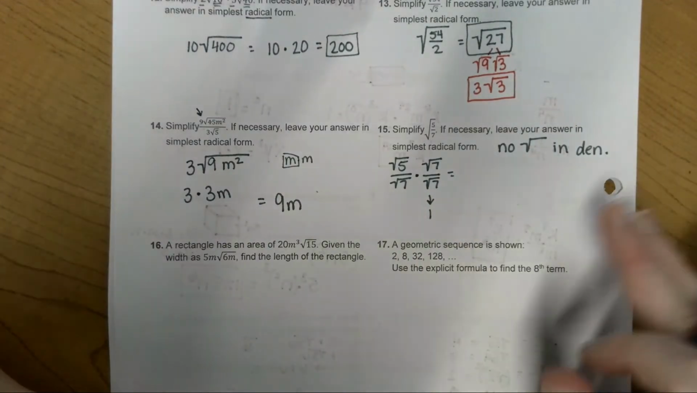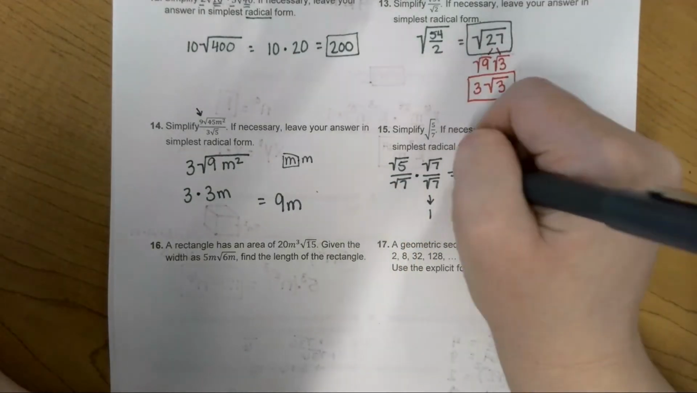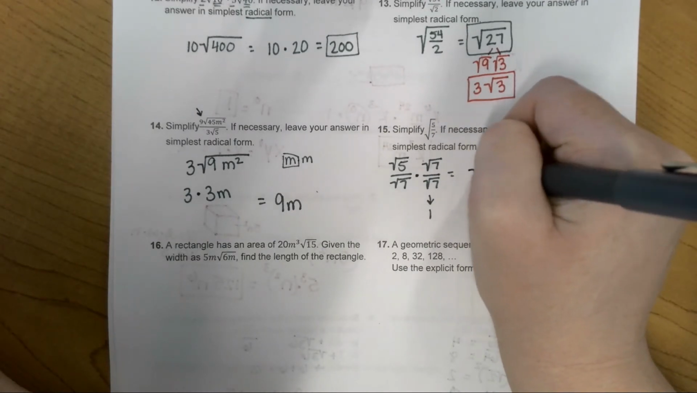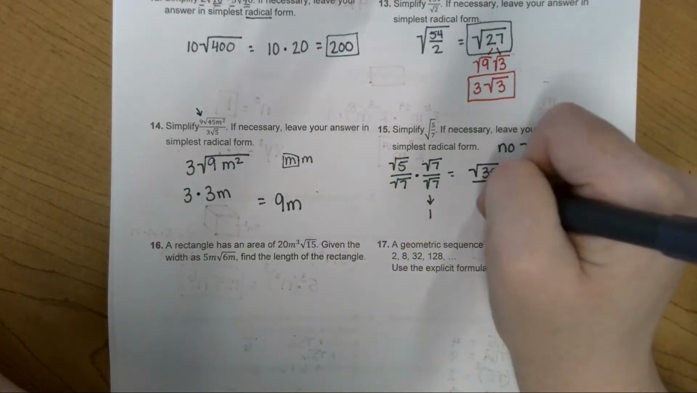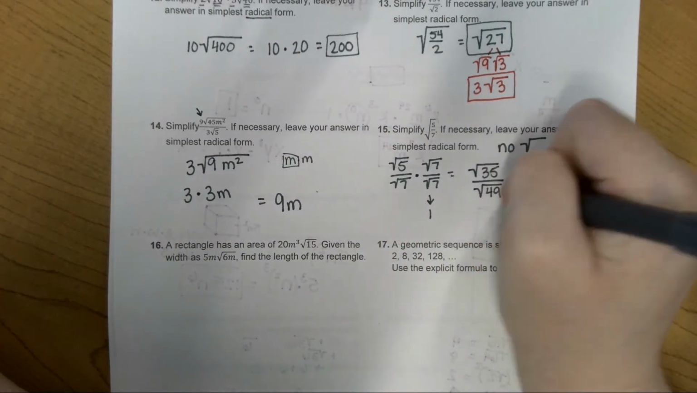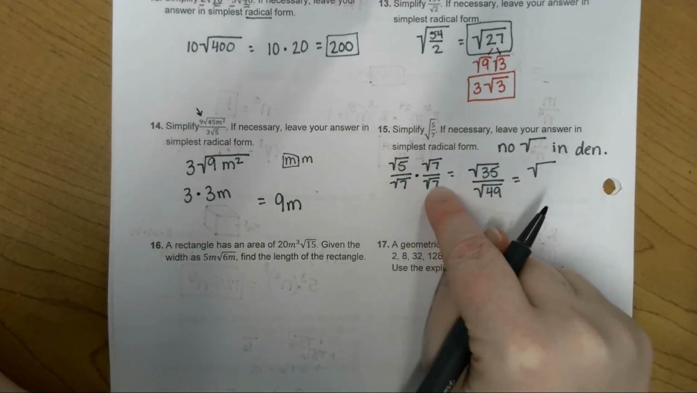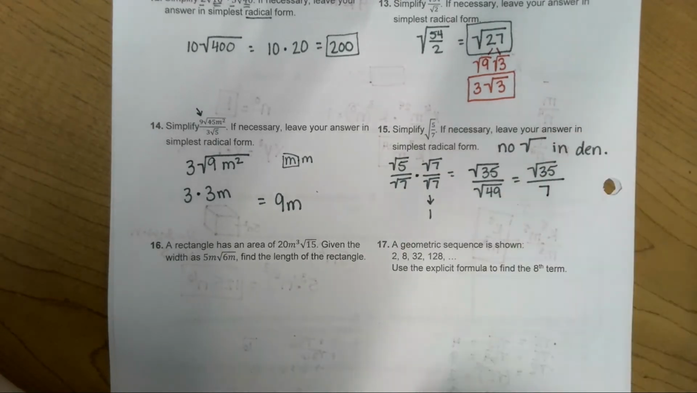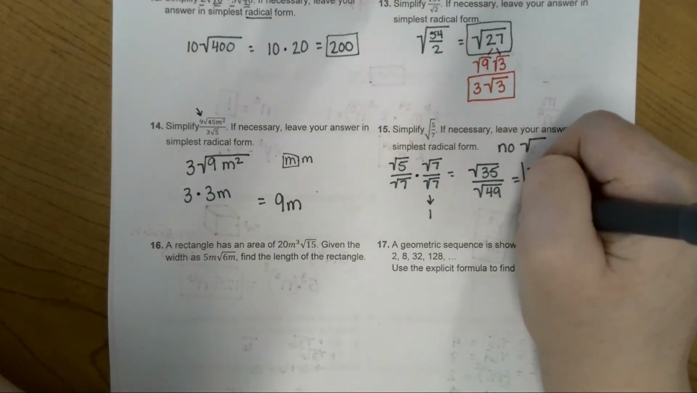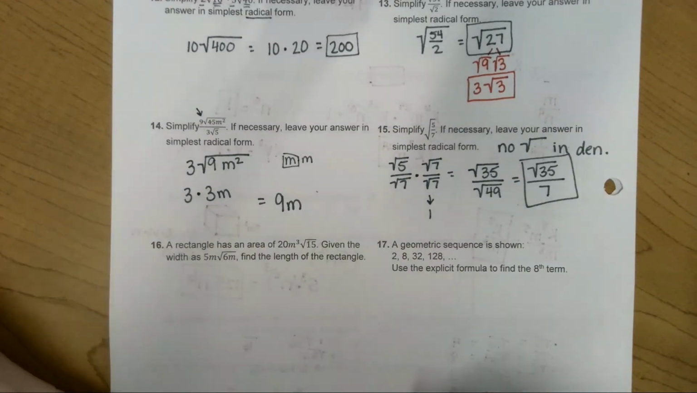Okay, so we're going to multiply the top. Square root 5 times square root 7 is the square root of 35, over square root 7 times square root 7, which is the square root of 49. And the square root of 49, well, what times itself gives me 49? We just did that. It's 7. So this is the square root of 35 over 7. And square root 35 does not simplify further. I think that's as simplified as it will go.